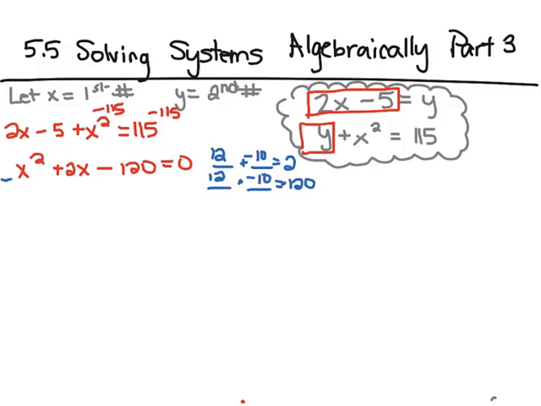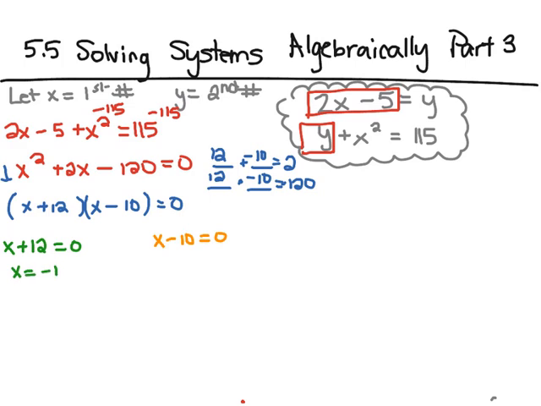Because my a value is 1, we can go straight to two binomials. So we have x plus 12 and x minus 10. So this means that either x plus 12 equals 0 or x minus 10 equals 0. So that would make x equal to negative 12 or positive 10. Now that we know our x values, we're going to solve for y.